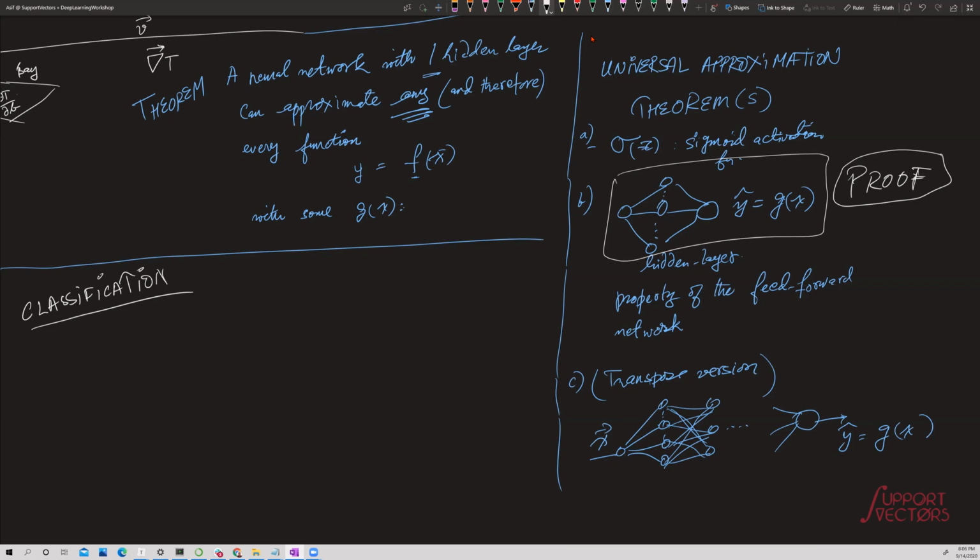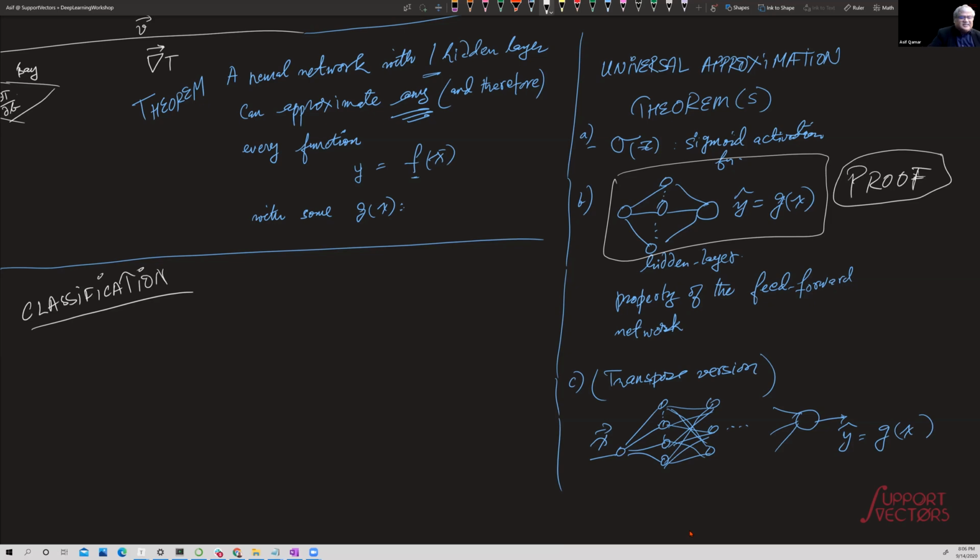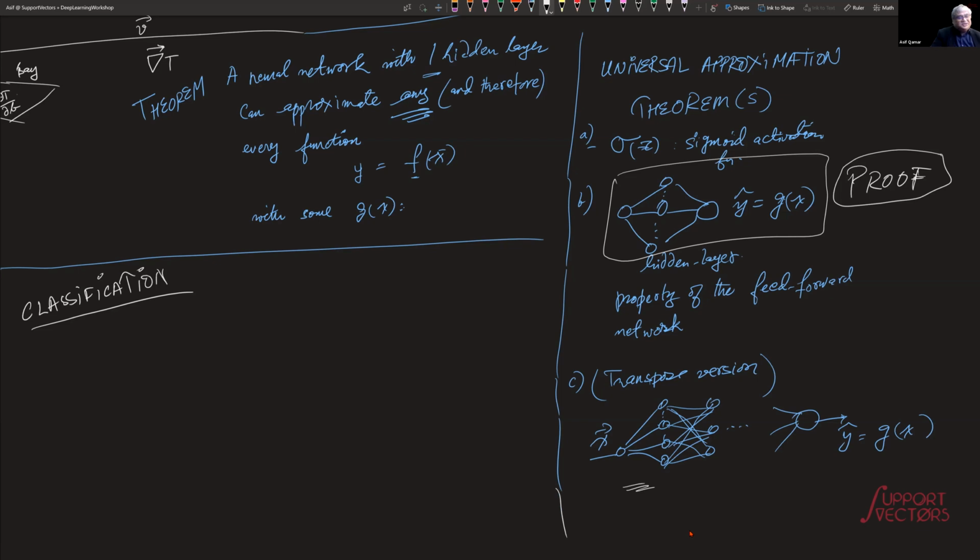All right. And then came the transposed version, which is, see, these are enhancements, generalizations to it. The generalization says that you don't need just one hidden layer. You can actually have multiple hidden layers and it will still be true. So this is, in some sense, the most generalized version of the theorem. But one hidden layer can do the job.